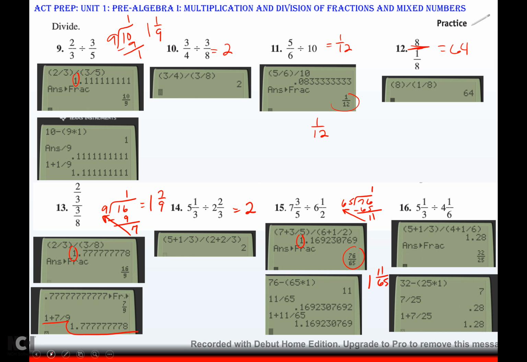Okay, 16. 5 and 1/3 divided by 4 and 1/6 is 1.28. This tells me that 25 goes into 32 one whole time. Take away 25, leaves 7. So my answer is 1 and 7/25. Okay, and if you look at it, that's the same answer as the problem.